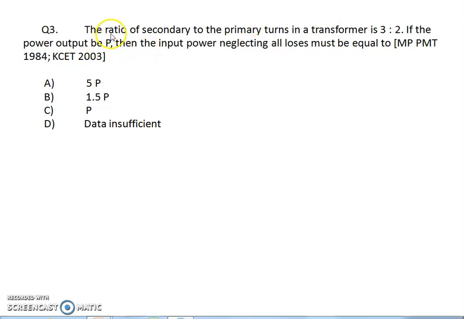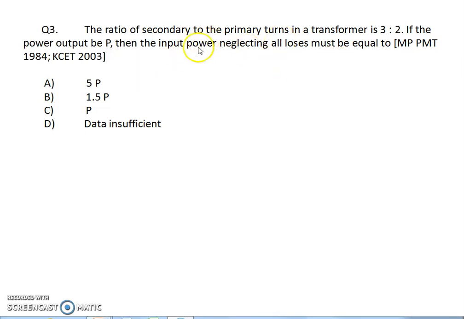So the ratio of secondary to that of the primary turns in a transformer is 3:2, that is NS upon NP is 3:2. If the output power is P, then the input power neglecting all losses must be equal to. This is the question which was asked in MPPMT in 1984 and KCET in 2003.